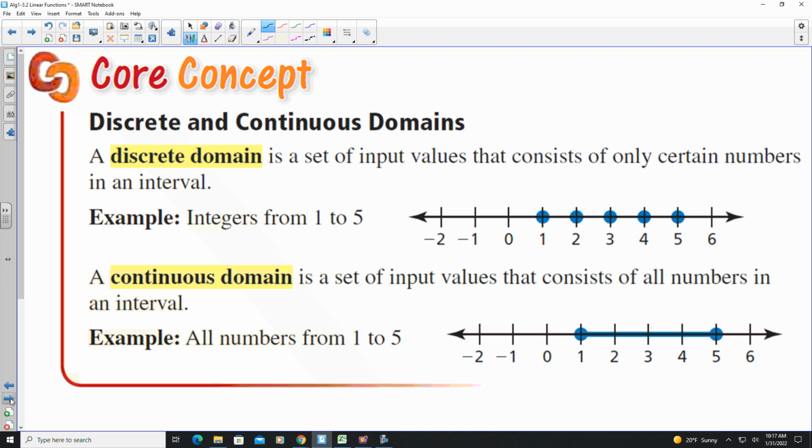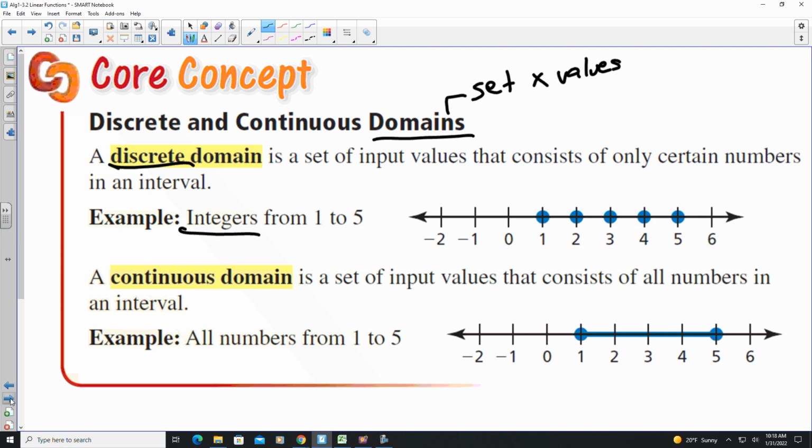Also in this section, we're going to talk about what are called discrete and continuous domains. So if you recall, domain is the set of x values in a problem. And anytime they're asking for a discrete domain, they are looking at a set of endpoints, which means it's a set of x values that consist of only certain numbers in an interval. So like in this particular example, they're only looking at the integers. So the nice clean values, like counting numbers, both positive and negative.